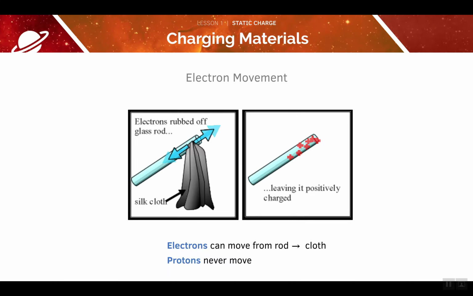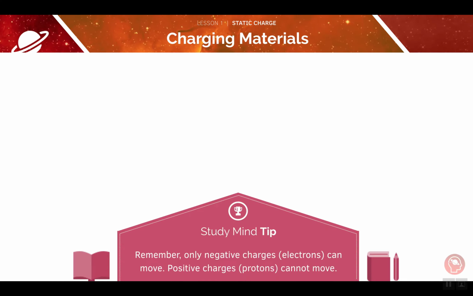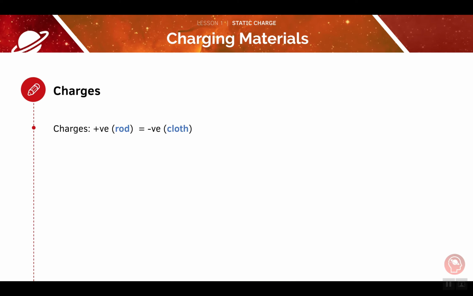As we rub the rod with the cloth, the electrons will move from the rod to the cloth. This makes the cloth negatively charged, whilst the rod becomes positively charged. Remember, only negative charges can move. Positive charges cannot move. The positive charge of the rod should be equal to the negative charge of the cloth. The number of electrons gained by the cloth will therefore equal the number of electrons lost from the rod.